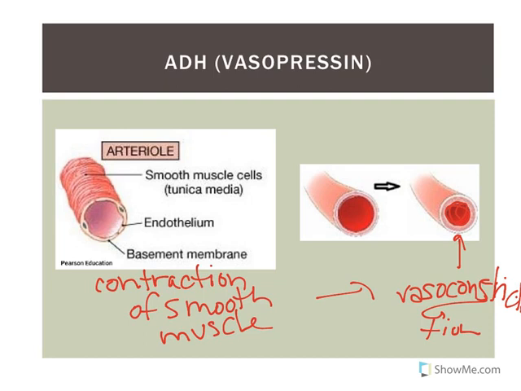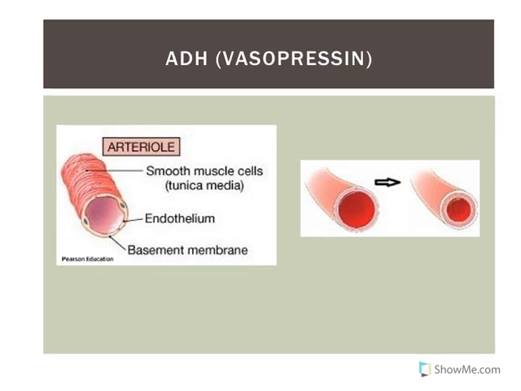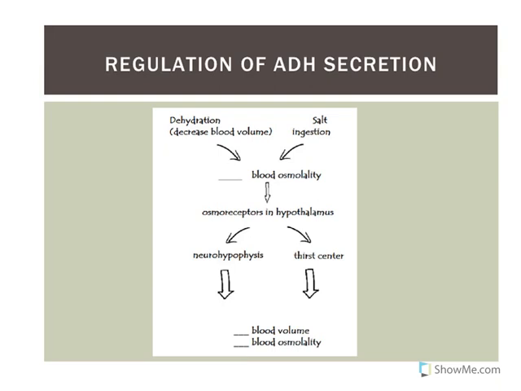What about the regulation of ADH secretion? Well, let's think about it. Okay, so hands down, I'm going to box it. This is the most important regulator of ADH secretion. It is humorally regulated. And how it's regulated is by increased osmolarity or osmolality of the blood. So I want you to think of it as the blood's more concentrated.